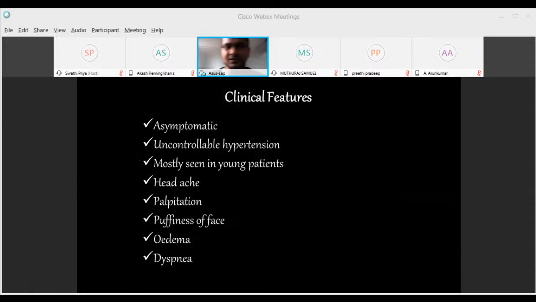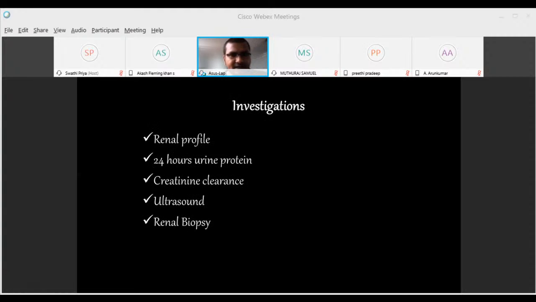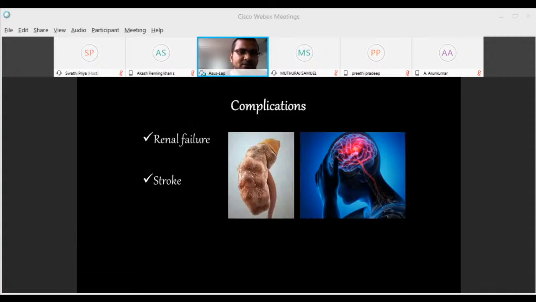Other clinical features of secondary hypertension, that is renal parenchymal hypertension: mostly patients will be asymptomatic. It is an uncontrollable hypertension. Mostly you will be seeing it in young patients. Other clinical features, they will be having headache, palpitation, puffiness of face, edema, dyspnea, and it can be investigated by renal profile, 24 hours urine protein, creatinine clearance, ultrasound, and renal biopsy. Complications: mostly they'll be having renal failure and stroke.